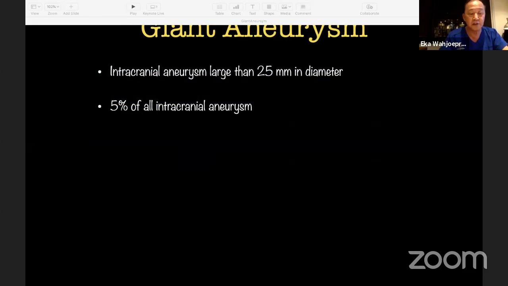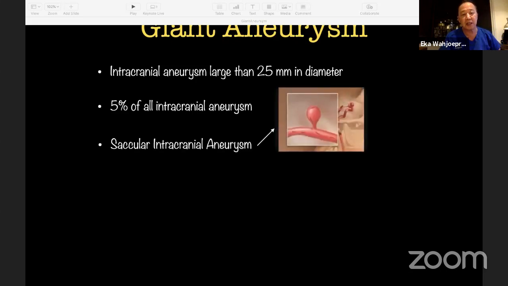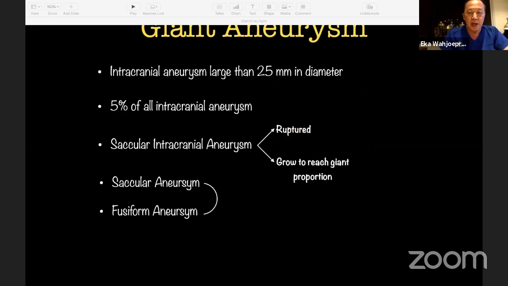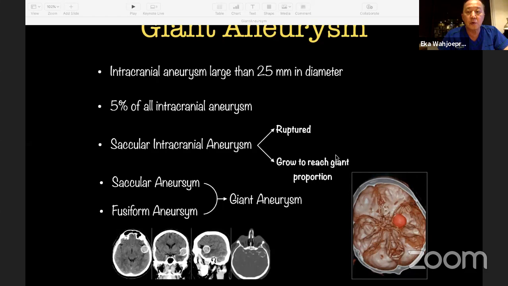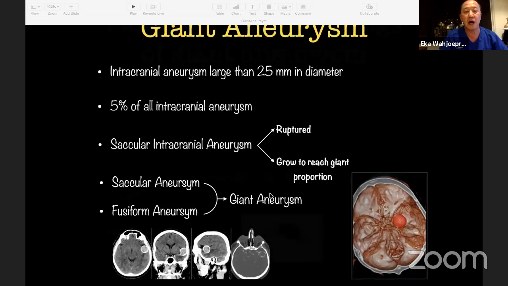We all know that the definition is larger than 25 millimeters, and it's about 5% of all intracranial aneurysms. Saccular aneurysm during the lifetime may rupture and may also grow to reach giant proportions. Fusiform aneurysm also shows the same. Both can build so-called giant aneurysm. The history is different, the pathophysiology is different, and the treatment is also different. That's why we need to know their character, their habitat, and also their threat to our patient.